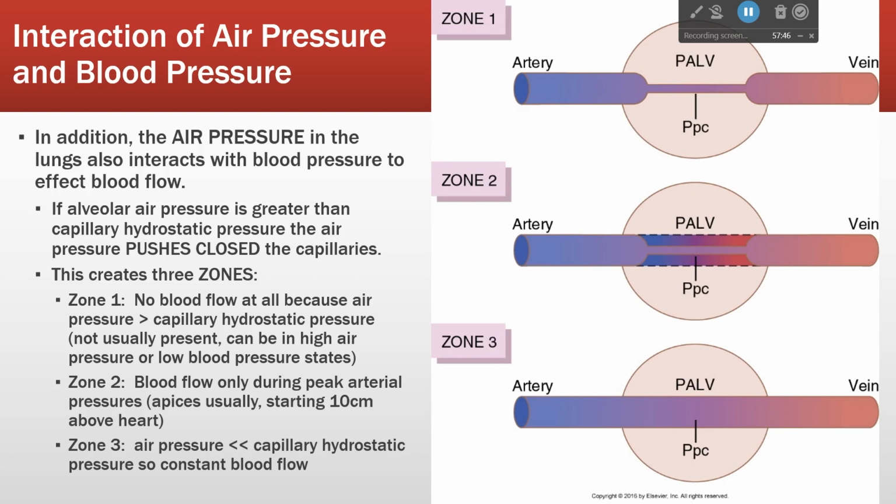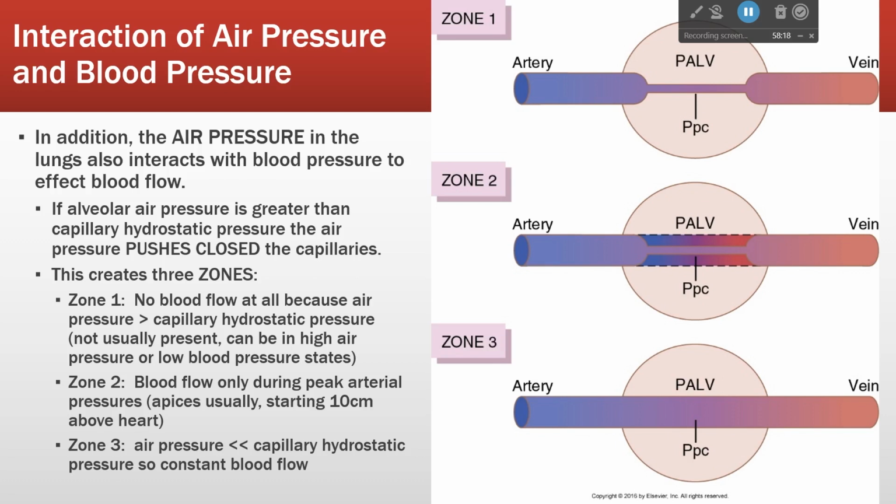And then in zone 3, the air pressure is so much less than the hydrostatic pressure that we have constant flow. Okay, so I like to think of it as ventilation perfusion. Lot of ventilation, no perfusion. A lot of perfusion, no ventilation. Bit of both, right? Bit more matched. So zone 2 is actually where we're most efficient in terms of our gas exchange, because our ventilation and our perfusion are best matched.